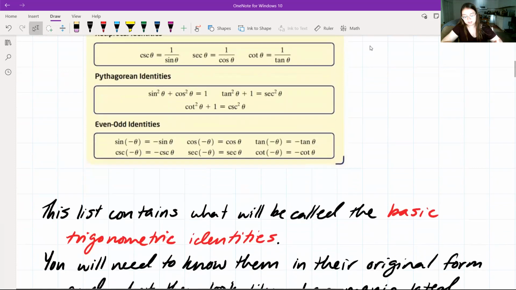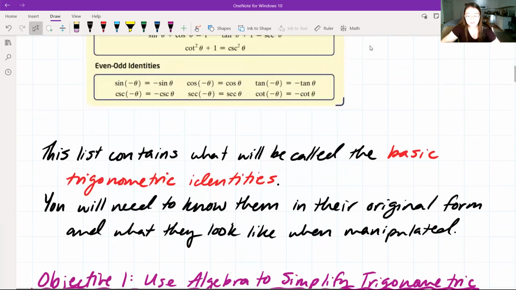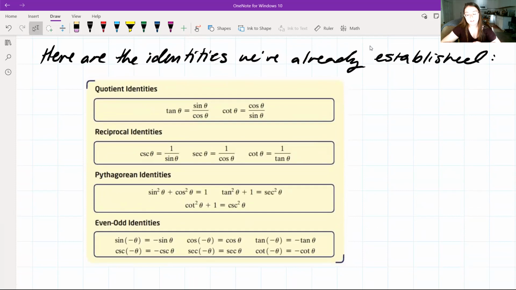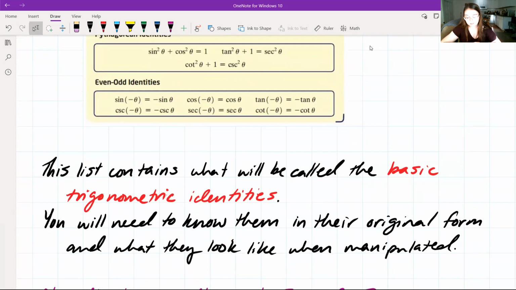So using all these identities, we can move on. This list contains what will be called the basic trigonometric identities. These identities that we've established over the last few sections are going to be known as the basic trigonometric identities. So these are ones definitely to be familiar with. You will need to know them in their original form, but also what they look like when they end up being manipulated. So knowing that tangent squared of theta can also be secant squared of theta minus 1, things like that. Just seeing how they can end up being manipulated and rewritten.